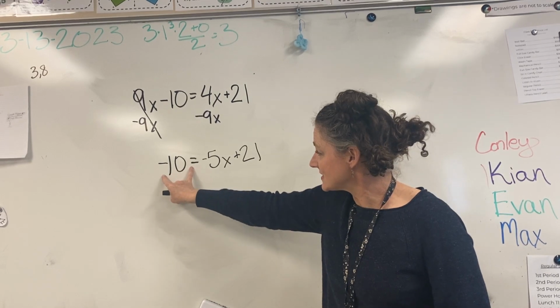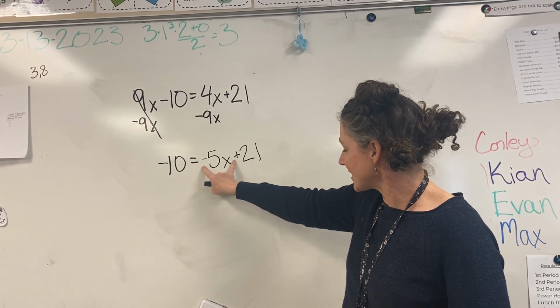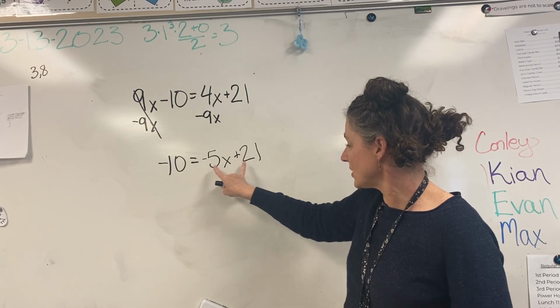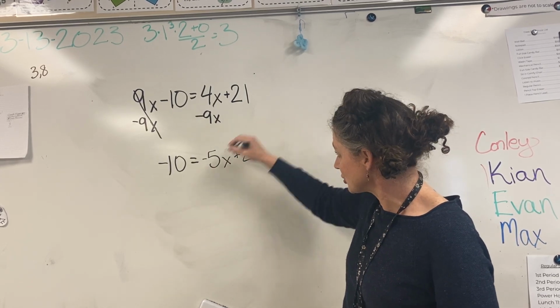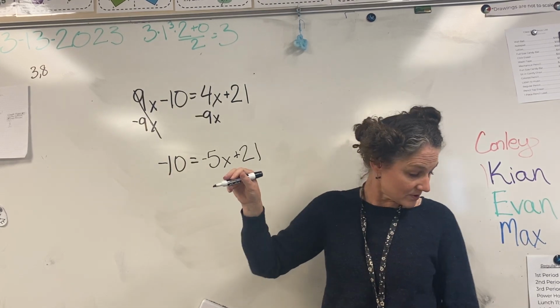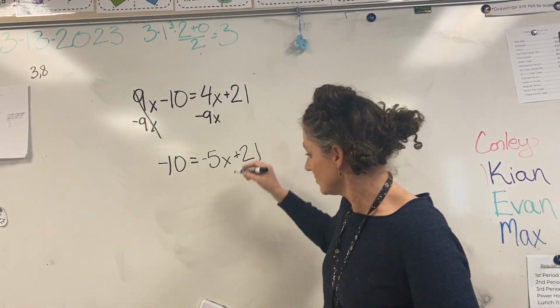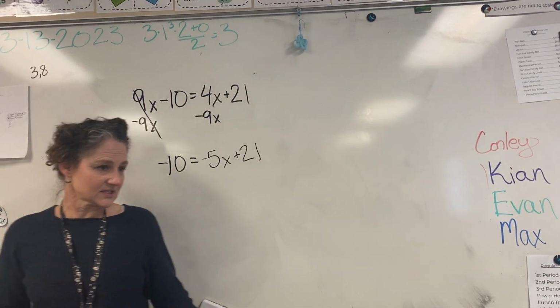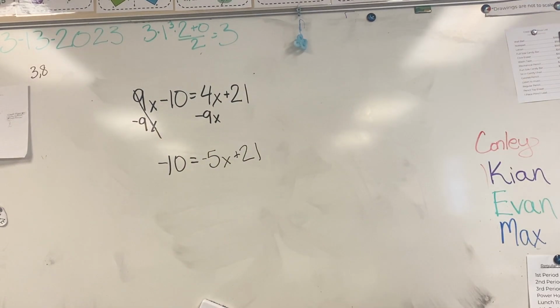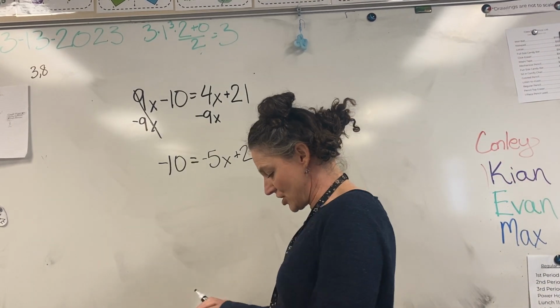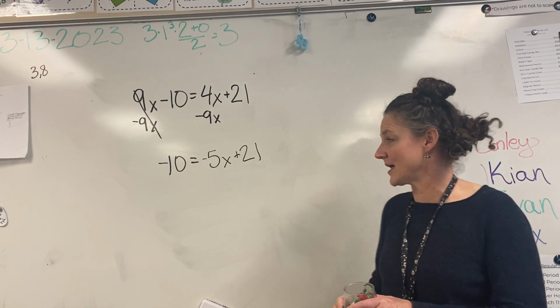So we have a negative 10 on this side. We have an x term, and we have a not x term. We need to get this not x term over here with this thing that is also not an x term. I'm going to choose a popsicle stick. Where are my sticks of destiny for this class? There they are. The sticks of destiny. Choose Jonathan.